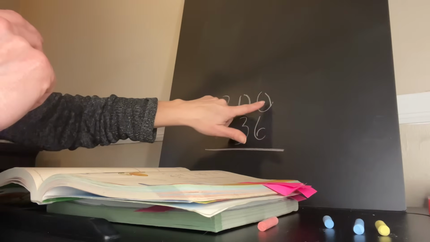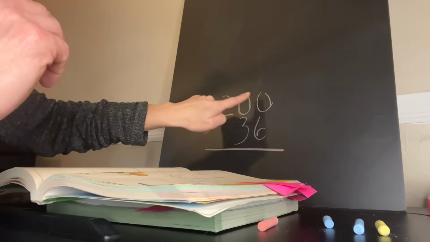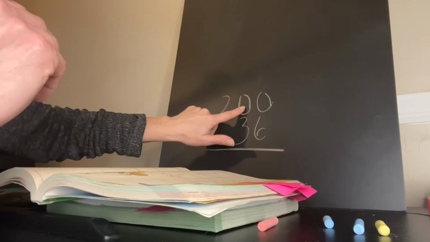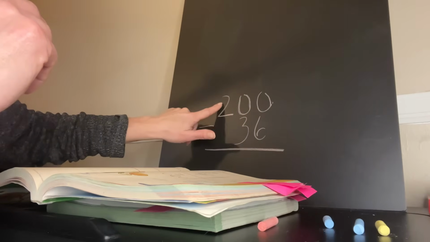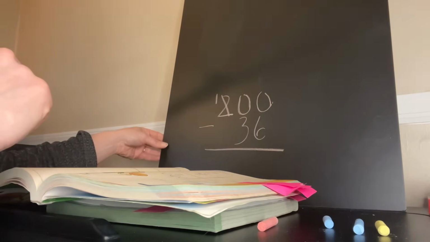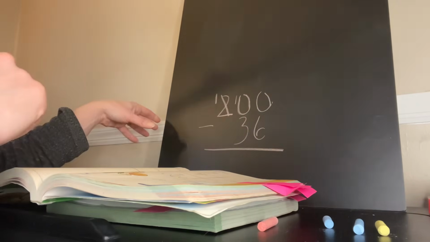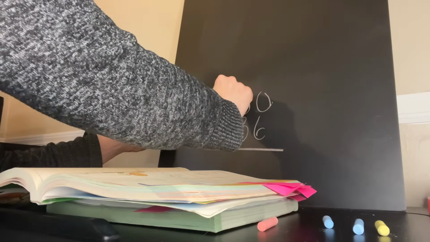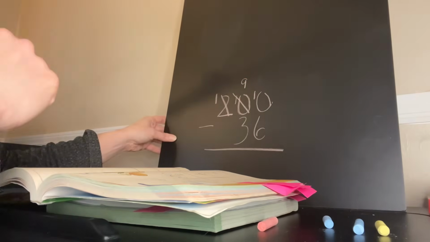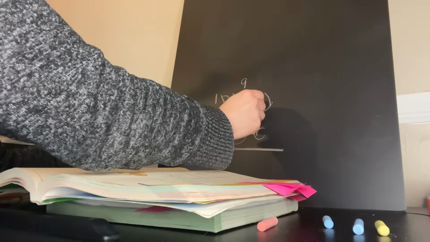All right, so we see we have a 0 minus a 6, and we can't do that. So we try to borrow from the tens, which we also can't do because there is a 0 in the tens place. So we're going to have to borrow from the hundreds. So the 2 becomes a 1, okay? And then we can give to the tens. And from the tens column, we will borrow. And the 0 becomes a 10. Okay? All right, so now we can do the subtraction.